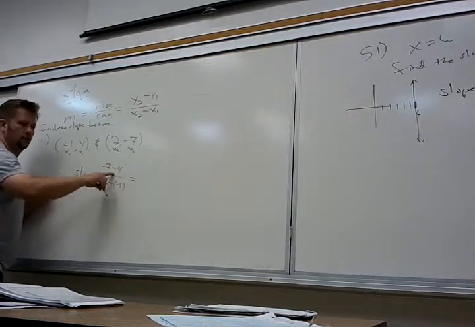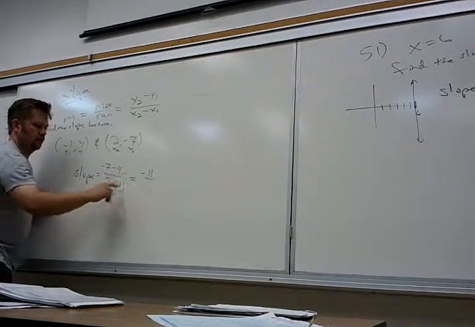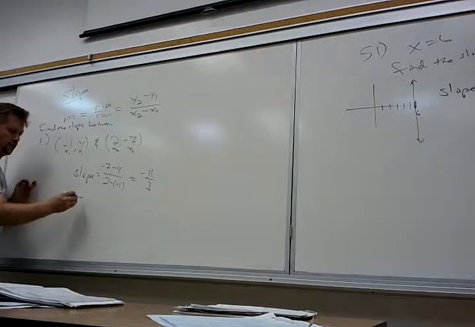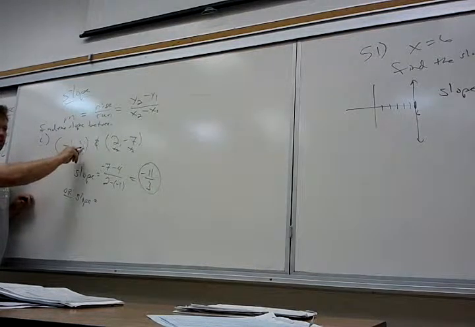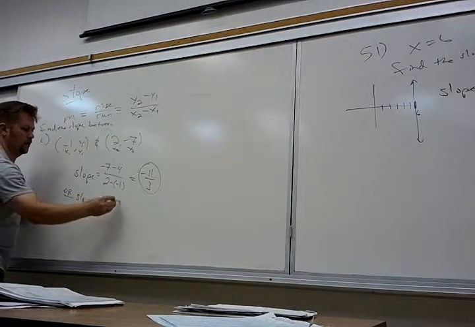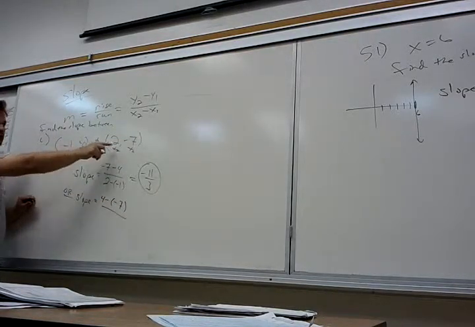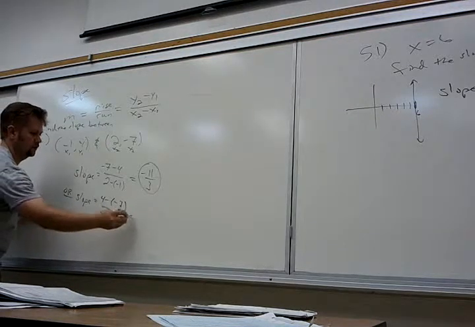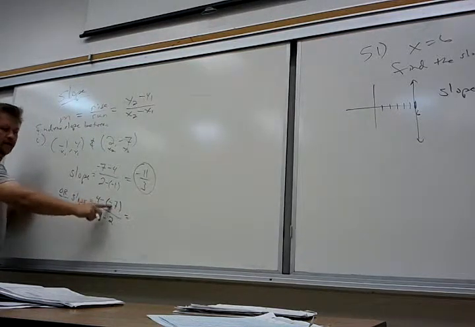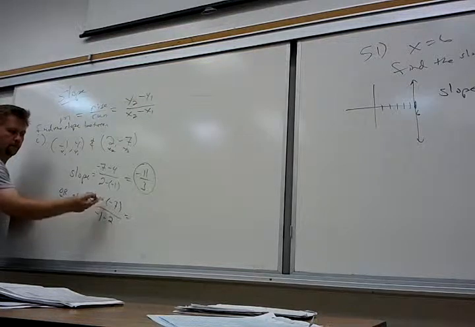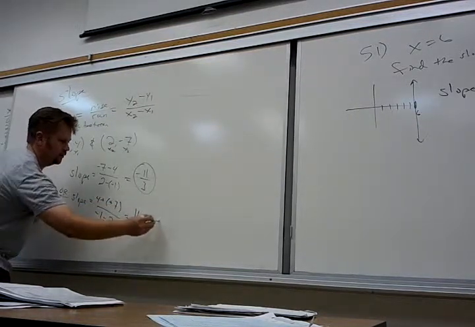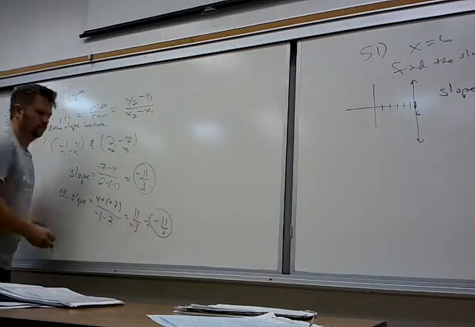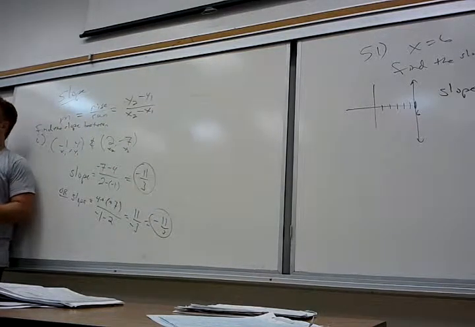Here I'll get what? Negative 11 over 3. Now I could do it the other way. So there's my 11 over 3. I could do it this way: 4 minus negative 7 over negative 1 minus 2. Do I get the same answer? 4 minus negative is 4 plus 7. It's 11 over negative 3, which is still negative 11 thirds. Same answer. I don't care which way you look at it.